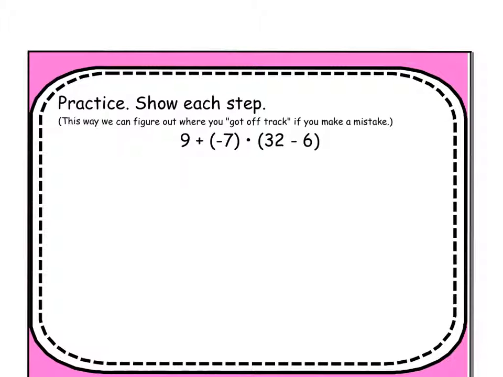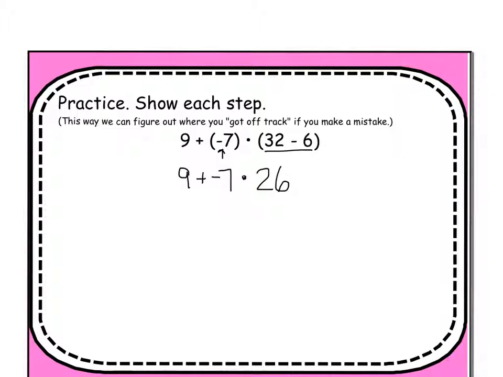On this one, we want to do our parentheses first. You'll notice that this negative 7 is in parentheses, but there's nothing that we can do with it. So we can just take it out of the parentheses. And now we'll do these other parentheses. 32 minus 6 is going to give us 26.